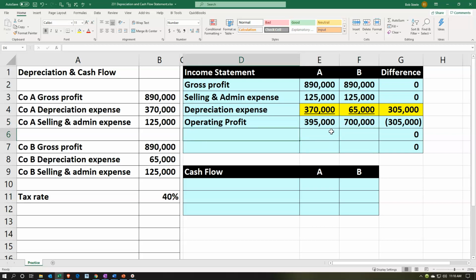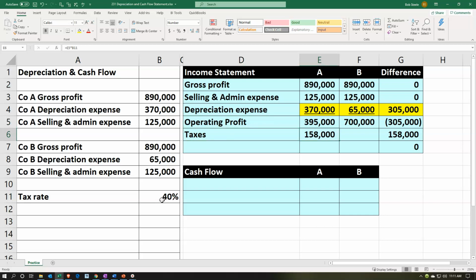And then we're going to be picking up the taxes. So taxes is 40% of our operating profit. So I'm going to be picking up, this is going to be equal to the 395 times 40%, pointing to the 40%. So E5 times B11, that's going to be the 158.